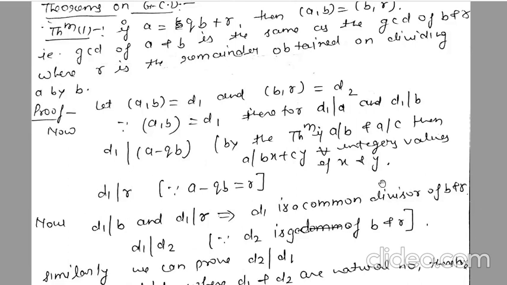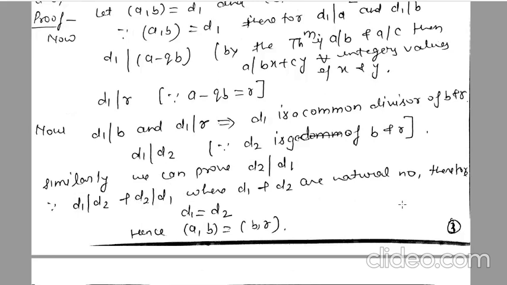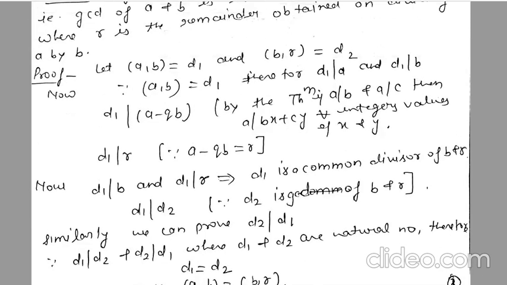That means we can say that D1 is a common divisor of B and R, right? Now there is a line here. D2 is the GCD of B and R, right? This point, D2 is the GCD of B and R. That means D2 divides B, D2 divides R. Here D1 divides B and D1 divides R. It means D1 divides D2, right? Since D2 is the GCD of B and R.